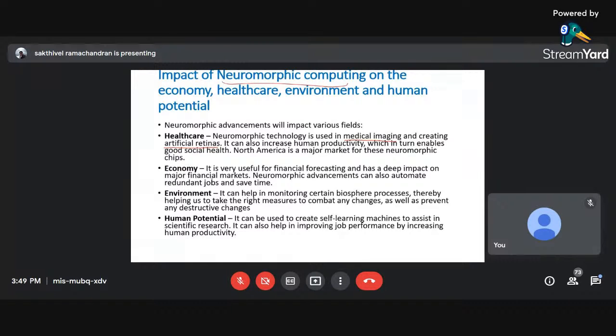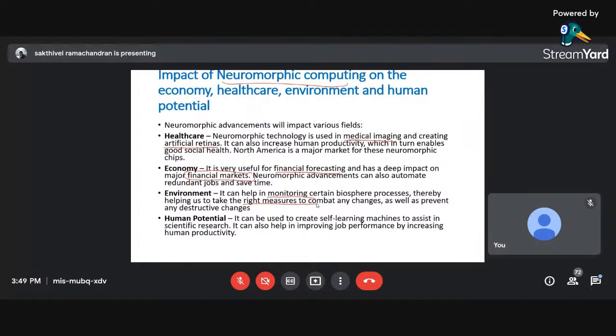With respect to economy, it is used for predicting the financial markets, major financial markets, forecasting, all these things. These neuromorphic computing chips could play an important role. In the sphere of environment, it is used for capturing the data, based on that monitoring, and thereby helping us to take the right decision to combat any disasters, right? Destructive changes that are going to happen, like volcano eruption, huge flood, earthquake. For all these predictions, neuromorphic computing can play an important role.